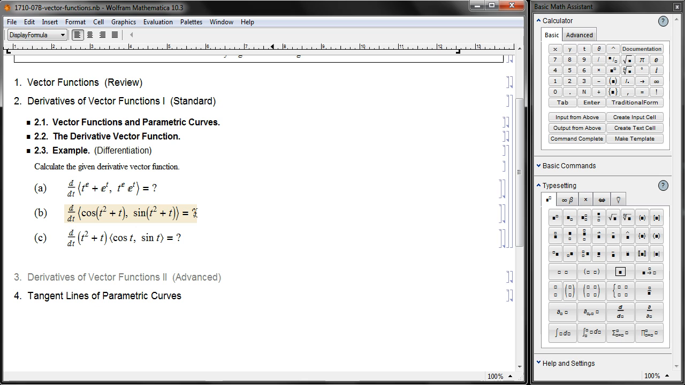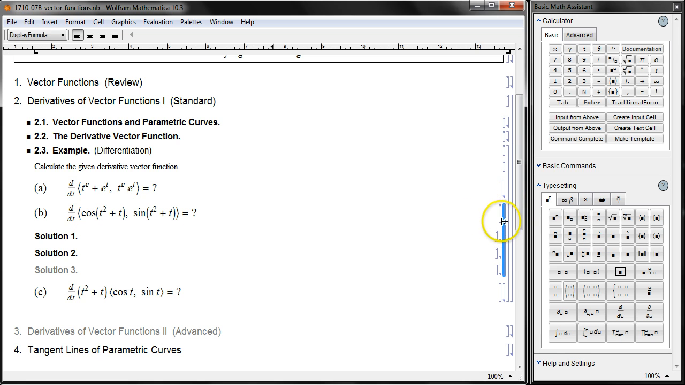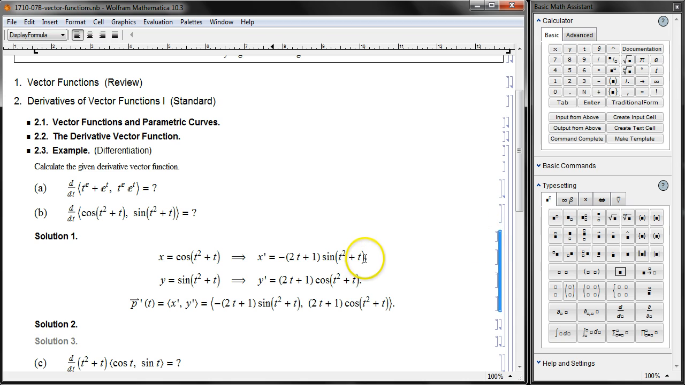How about the next problem? Alright, this is my x and this is y. Both are composite functions, so we have to use the chain rule. Here we go. This is x prime computation using the chain rule. And this is y prime computation, again the chain rule. Put them together, we have the final answer.